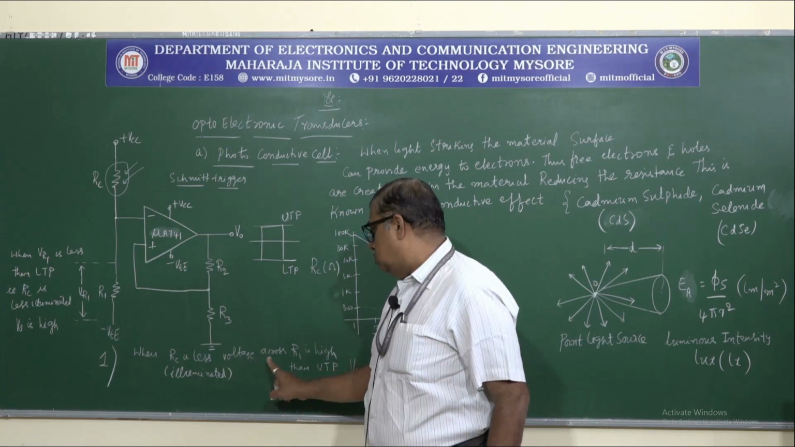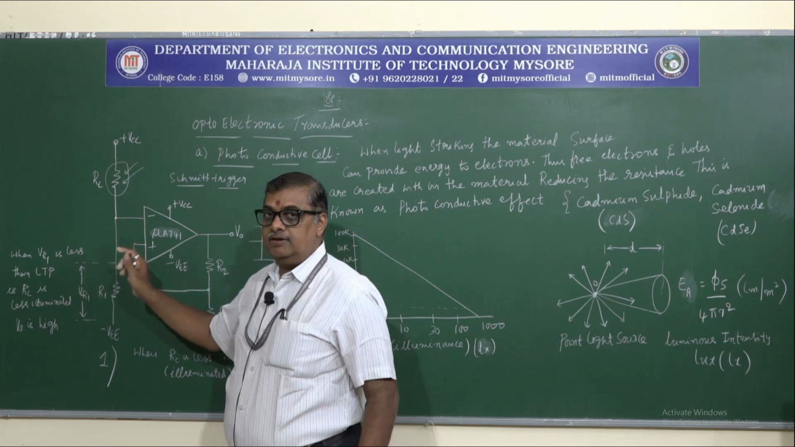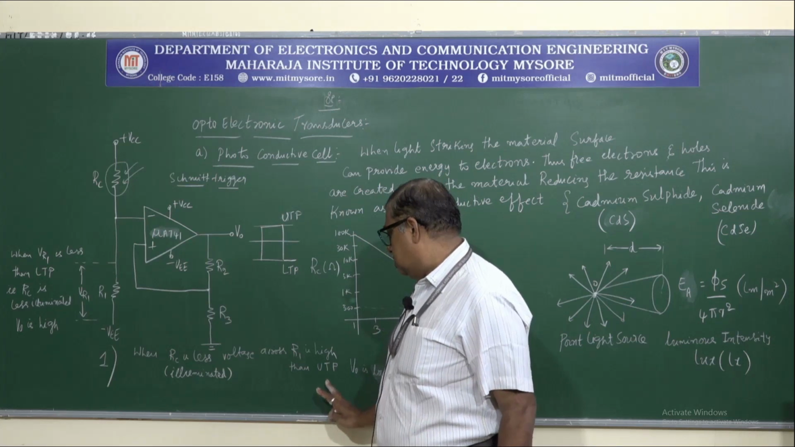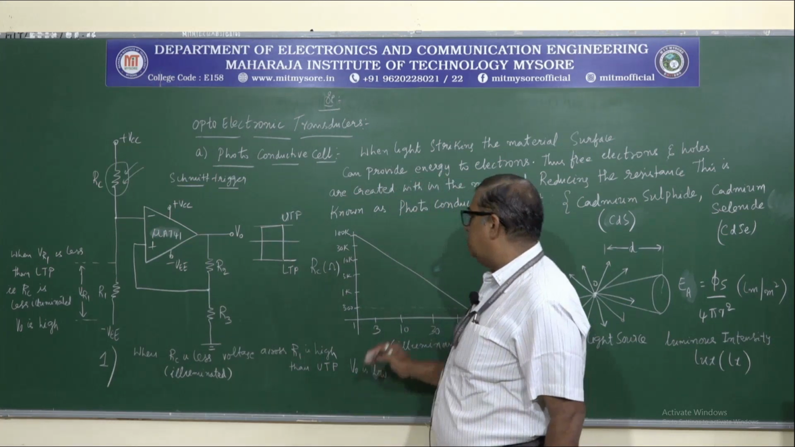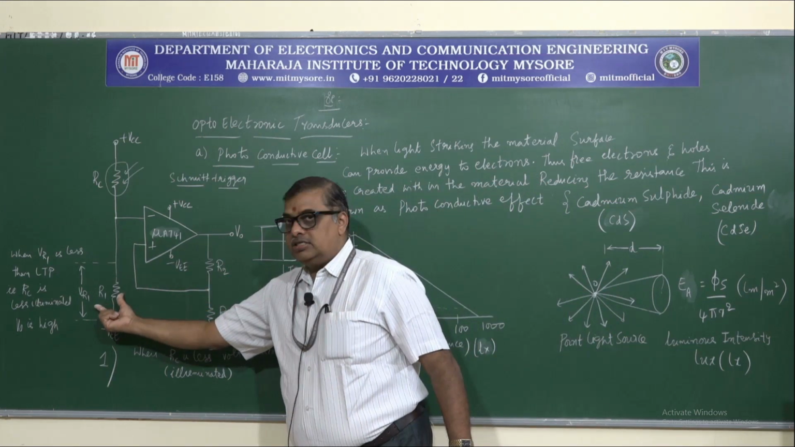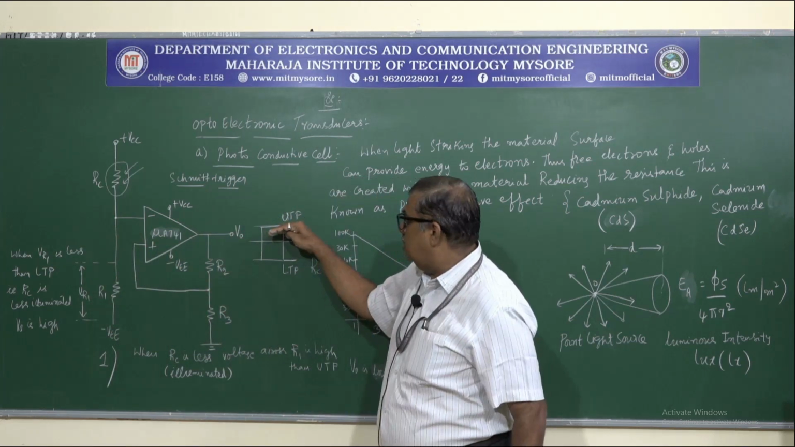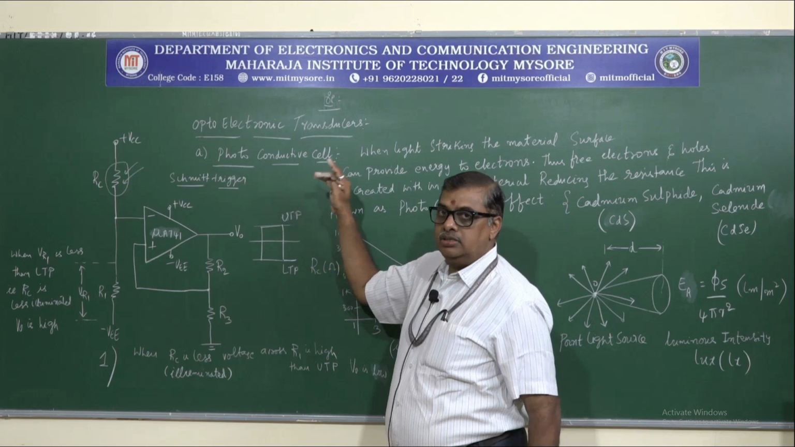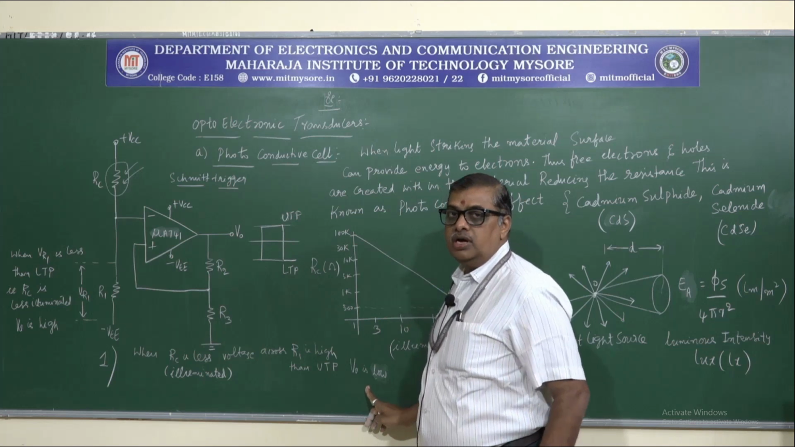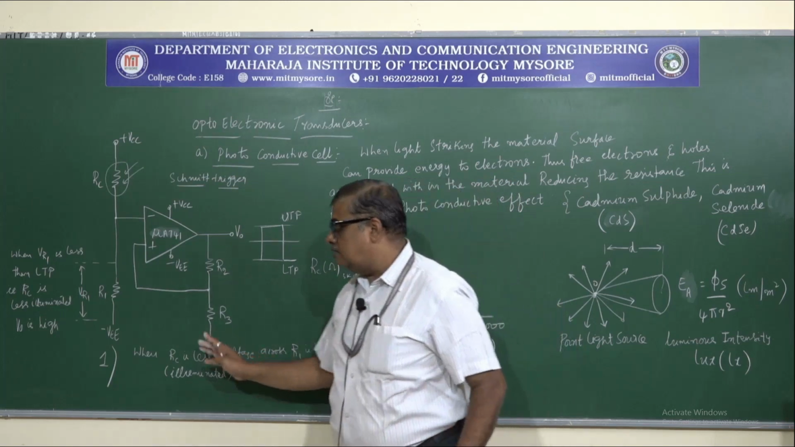Now the voltage across R1, which we call VR1, will be very high. Therefore, the output is above the UTP level, so the output voltage V0 of the op amp is low. This is for the first condition.